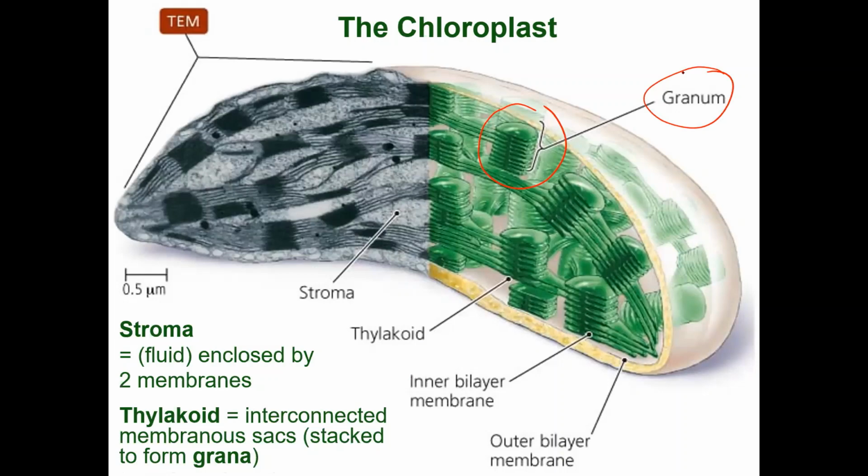So the stroma, like I said, is the fluid around everything. That's where the Calvin cycle occurs, and the thylakoids are those green stacked pancake-like things where the light reactions are going to occur.